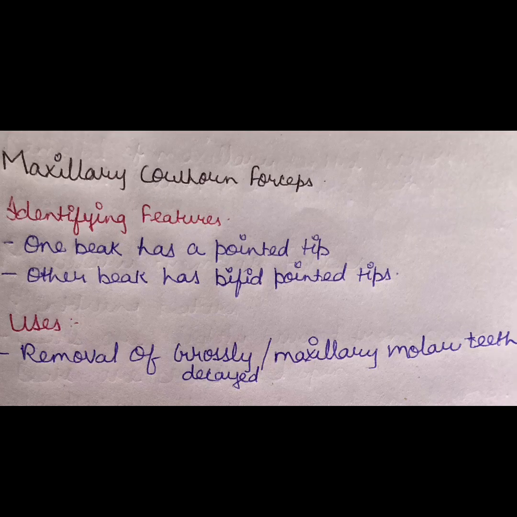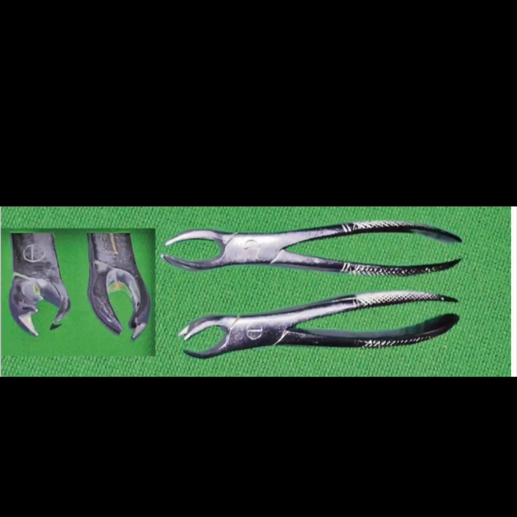Maxillary cowhorn forceps. Identifying feature: one beak has a pointed tip and the other beak has bifid pointed tips. Used for grossly decayed maxillary molar teeth, or you can also use it for the extraction of maxillary molar teeth. In this image, you can easily appreciate one beak is pointed and the other has a bifid beak. The pointed beak goes into the furcation area between the mesiobuccal and the distobuccal root, whereas the bifid beak will engage the palatal root. Movement given is buccally along with palatally.